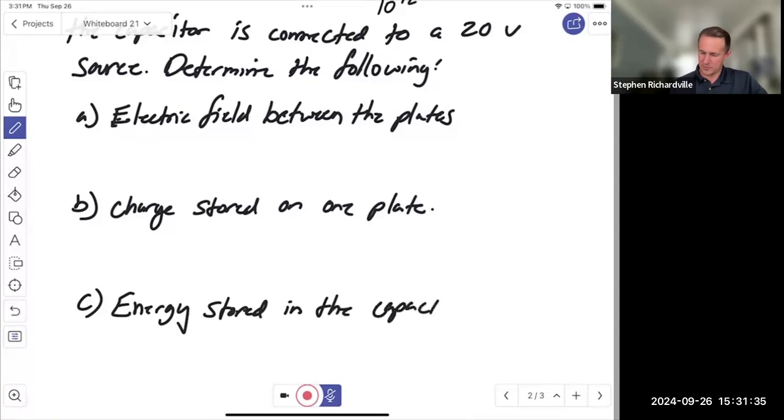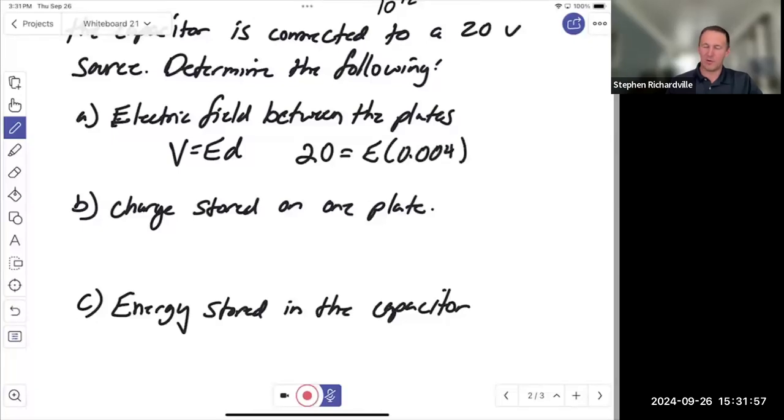So here's some more things we can look at. The electric field between the plates. If I want the field, I've got voltage. This is going to be V equals ED. That's a great relationship for voltage, separation distance, and field. So in this case, 20 equals E times 0.004.